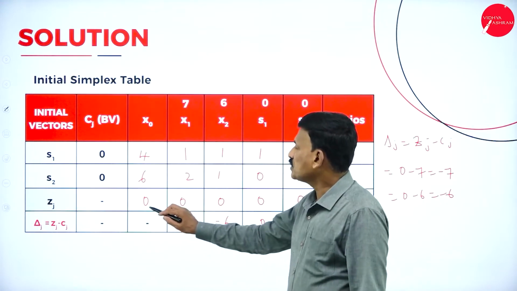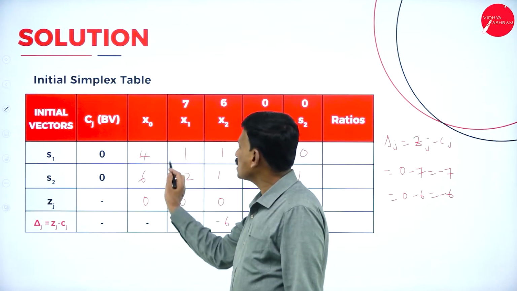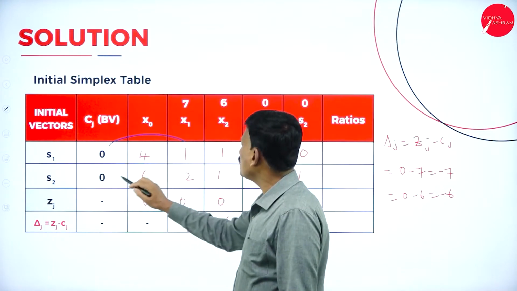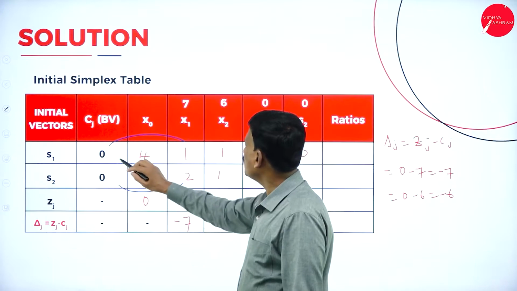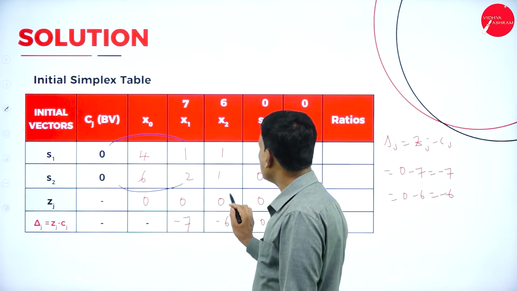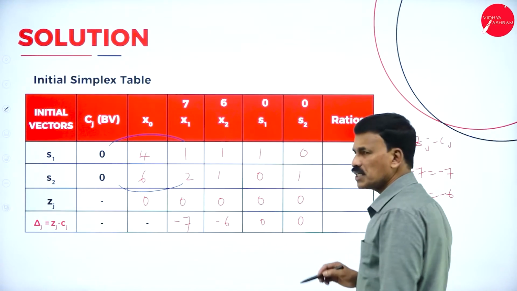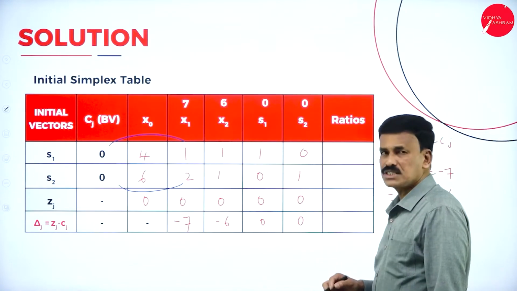Now find out the value of zj. Zj is nothing but just multiply these two. 0 into 1 plus 0 into 2, so what you are going to get? 0. Again 0 into 1 plus 0 into 1 is 0. So usually you are going to get 0, 0, 0, 0 in the zj row.